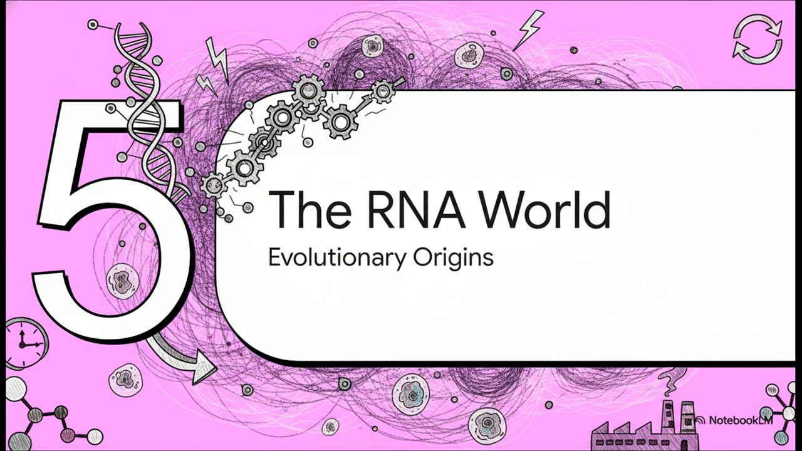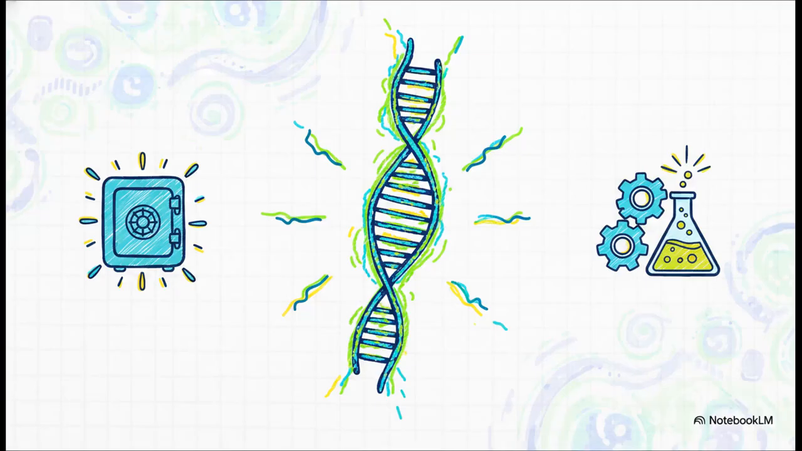Let's move to Section 5 and map out the RNA world hypothesis. Think about it. Billions of years ago, before DNA and complex proteins even existed, how did life function? Well, the RNA world hypothesis suggests that RNA just ran the entire factory all by itself. And the evidence for this is super compelling. First, RNA can store and replicate genetic information, just like DNA. Second, as we just saw with the ribosome, RNA can catalyze critical chemical reactions, just like protein enzymes.